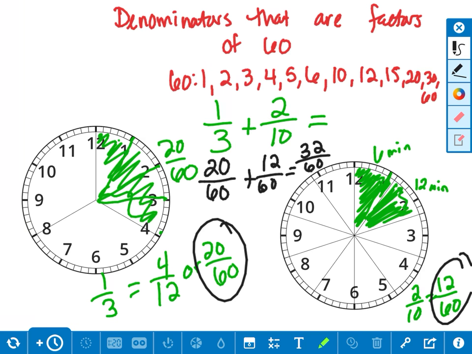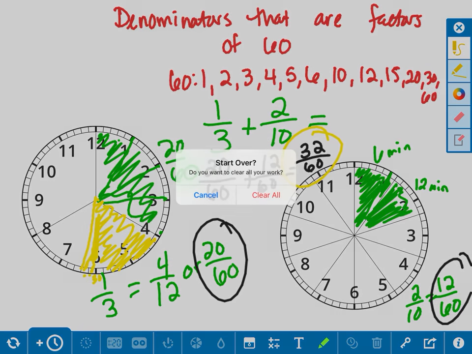Another way you could do this is you can move your 12 minutes over onto that first clock. So I'll use yellow for the 2/10. I can now move over here and I can color in 12 minutes. So here I've got 5, 10, 11, 12 minutes. And now I can see that this is my 30-minute mark and it goes over to 31, 32. That is another way that you can do this. But either way, you will get 32 out of 60.